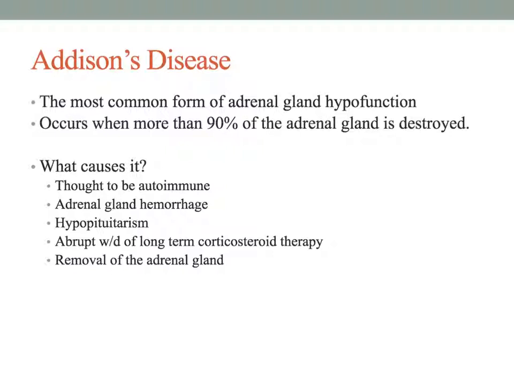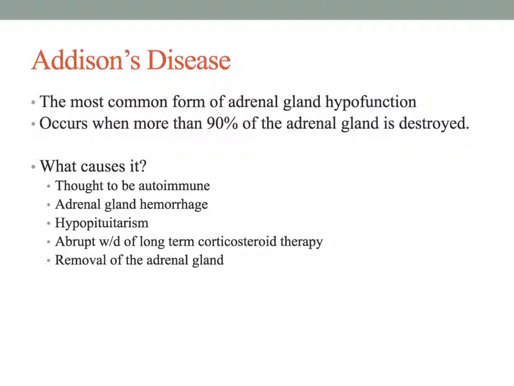Addison's disease is the most common form of adrenal hypofunction. Addison's disease occurs when more than 90% of the adrenal gland is destroyed. With early diagnosis and adequate replacement therapy, the prognosis for adrenal hypofunction is good. Acute adrenal insufficiency or adrenal crisis, which we'll talk about in the next couple of slides, is a medical emergency.